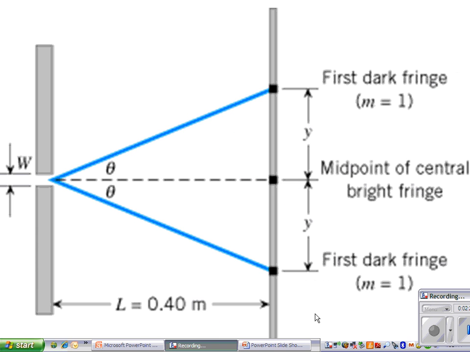The variables we use in single slit diffraction are W, the width of that single slit, and L, the length between the slit and the screen. That's the same as we did for a double slit. This is a little different over here though. The Y value, this height, goes to the first dark fringe where m equals 1. So you have to be careful. This single slit is different from the double slit in the sense that m equals 1 at the first dark fringe, not the first bright fringe. m equals 1 where destructive interference is occurring.